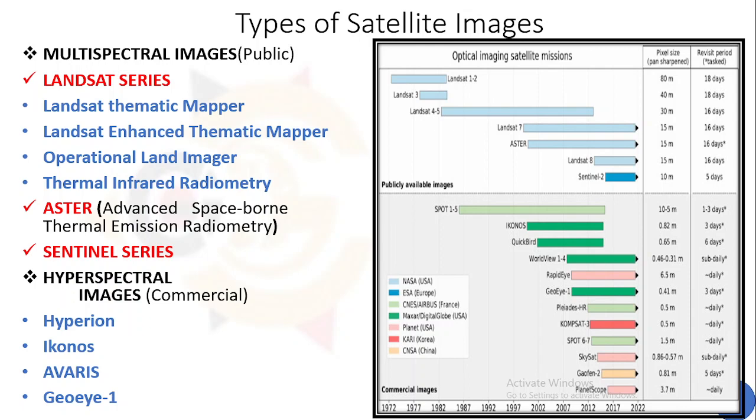Then when you look at SPOT 1 to 5, it takes 1 to 3 days to capture one full complete image of the Earth. Then Geo takes 1 day. Even Pleiades takes less than a day to make one complete image of the whole Earth. That's very fascinating.